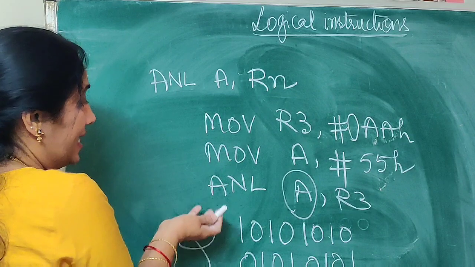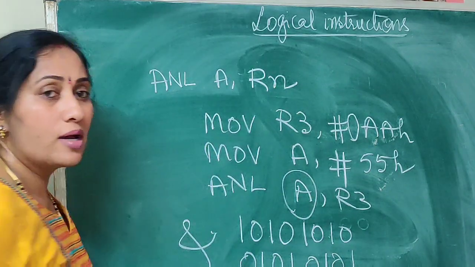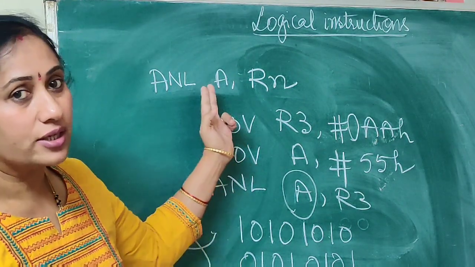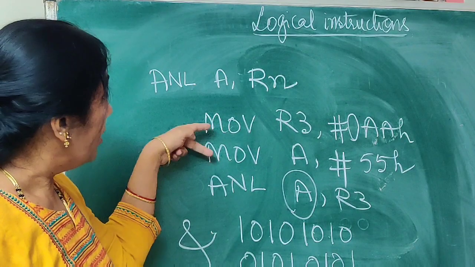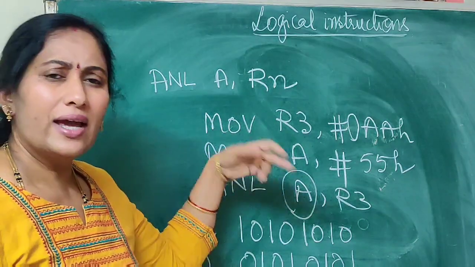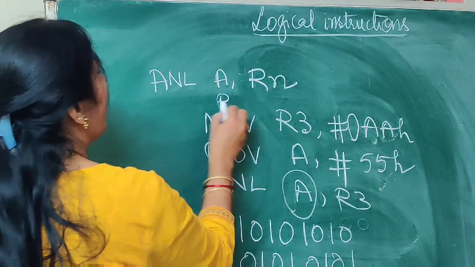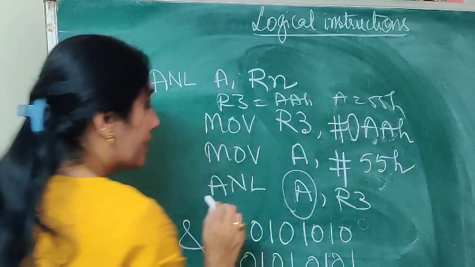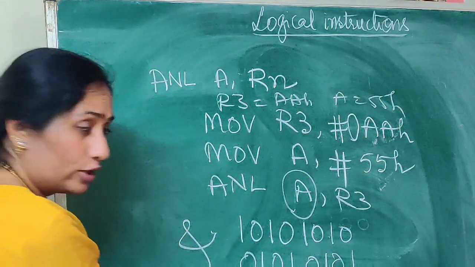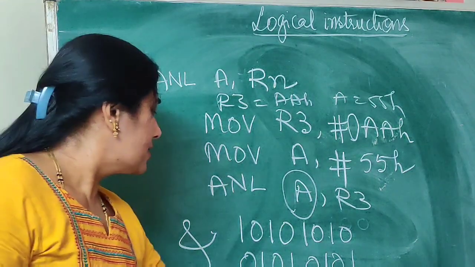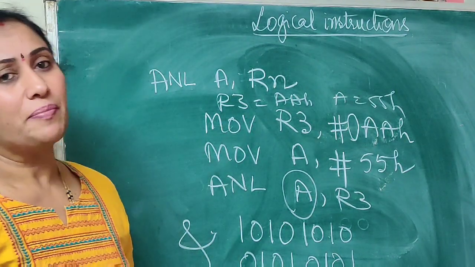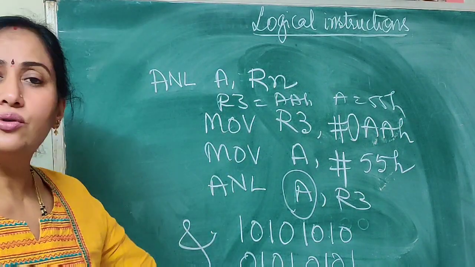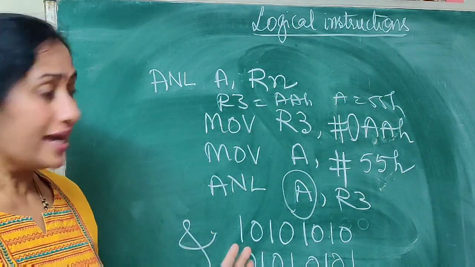This is the meaning and an example of ANL A, Rn. See in the question paper, if you get a question on this one, explain what happens when this instruction gets executed. No need to write move R3, move A. You can assume directly like this. You can write let R3 be equal to AA hex and accumulator be equal to any data, 5 hex. And ANL A, R3, show this. If you write that, since there are no ones, under even number of ones, the parity flag will be equal to 0, and the accumulator content will be equal to 00 hex. If you write that, it's going to be a complete answer.